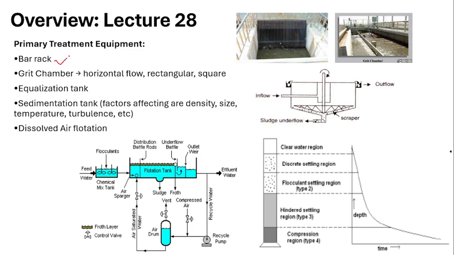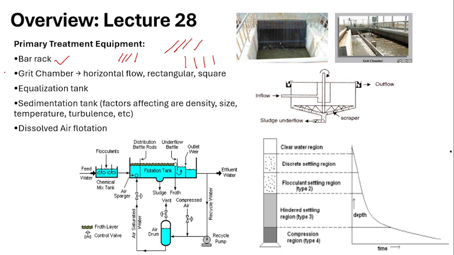So the first one is the bar rack. So a bar rack is more like a set of lines. These racks can be vertically arranged or it can be in inclined position like this. It can be in 90-degree also. So this is the example of bar rack. So this is mainly to stop the larger solid particles from entering into the next process.